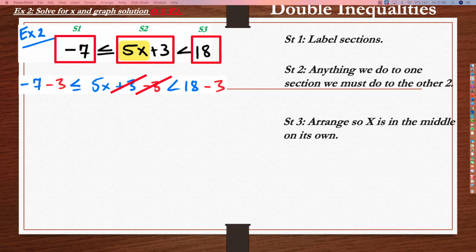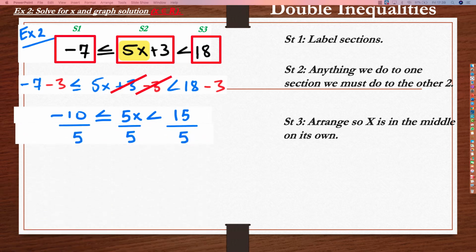5x, those two cancel, they give minus 7 minus 3, which is minus 10, and 18 minus 3, which is 15. Divide across by 5 because you want to get x on its own. You get left with x less than 3 and x greater than or equal to minus 2. Now, the problem with that way is that's the way a lot of people will be taught in Junior. It doesn't always necessarily work. So, for example, at Leaving Cert level, you could have the following.